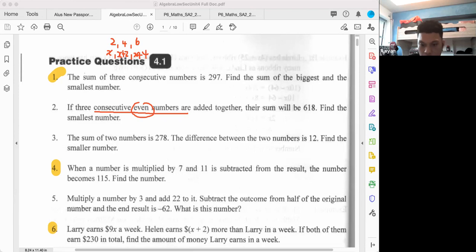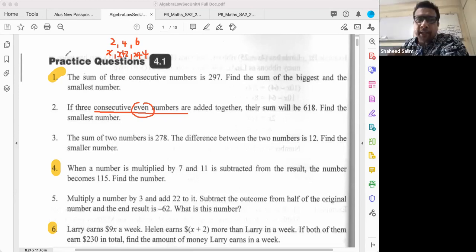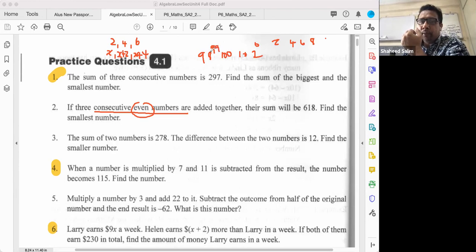Sorry, what's even number? Even: 2, 4, 6, 8, 10, 12, 14, 16, 18, 20. All those numbers ending with 2, 4, 6, 8, 0. So the difference is always 2. Let's say now 98. The next one will be you plus 2, 100. Next one 102. Because if you plus 1, you get 99, 99 not even. You must end with 2, 4, 6, 8, 0.